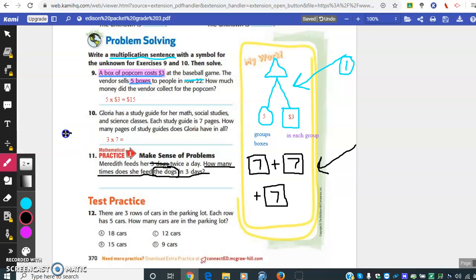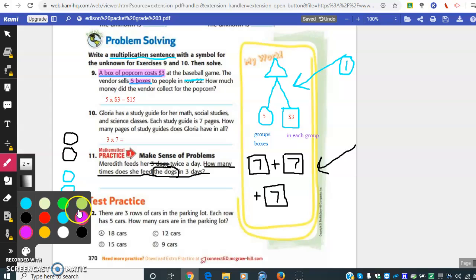She feeds her dogs once, twice, the first day. Then she feeds them once, twice, the second day. Then she feeds them once, twice, the third day. Because she feeds the dogs together, I don't need to separate how much food each dog is getting. She's feeding them together.